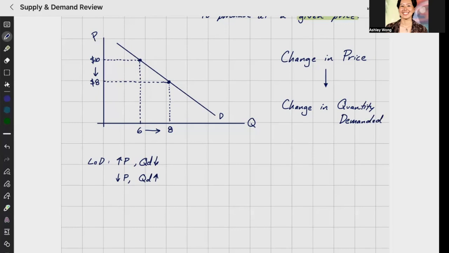So the important thing to note here is that a change in price does not shift the demand curve. A change in price only causes us to move along the demand curve to a new point on that same demand curve. So just keep in mind that when we have a change in price, we're talking about the law of demand. And the law of demand tells us that a change in price will cause a change in quantity demanded.